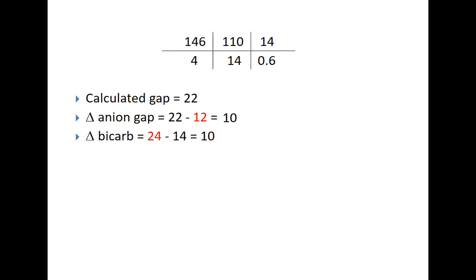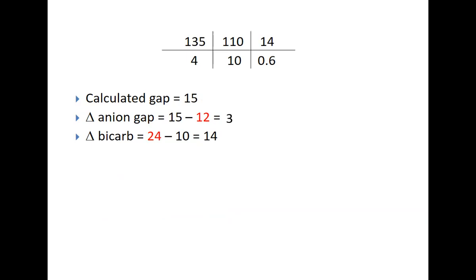So here's a BMP. We get a calculated gap of 22. Normal gap is 12, so our delta gap is 10. Our bicarb's down to 14. Normal bicarb is 24. Our delta bicarb is 10. So one-to-one change, you're done. It's a simple gap acidosis, but you can do your delta-delta, delta anion gap minus delta bicarb is 0, or you can take that delta gap, not the actual anion gap, the delta gap, and add it to your serum bicarb, 24, whichever way you do it, it's a simple anion gap acidosis.